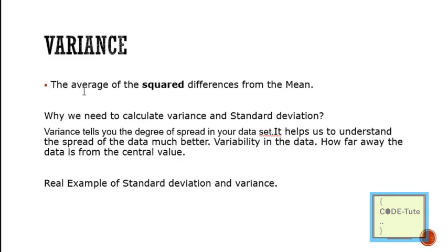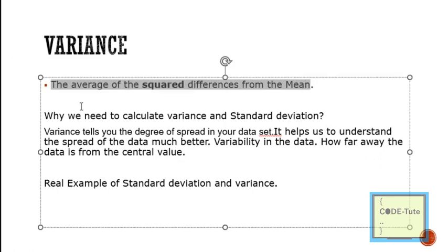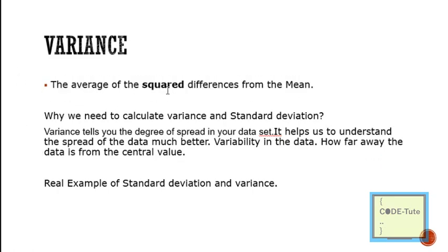So variance is the average of squared differences from the mean. Okay, so this is the basic definition of variance. Why do we need variance? It is the squared differences from the mean. Now, why do we need to calculate variance and standard deviation? Why do we need these two things?